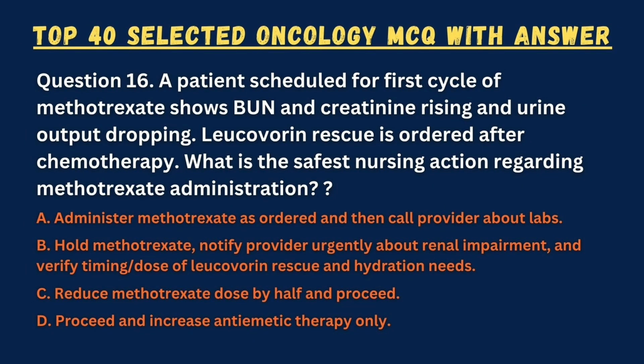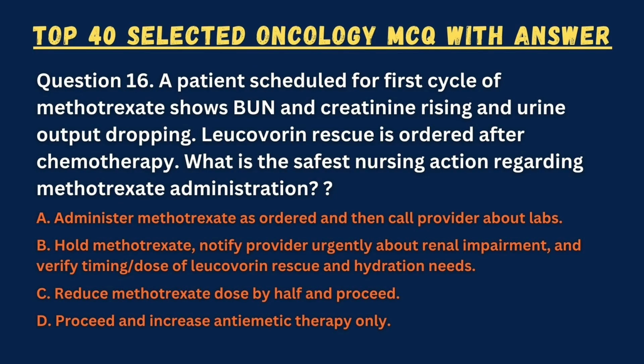Question 16. A patient scheduled for first cycle of methotrexate shows BUN and creatinine rising and urine output dropping. Leucovorin rescue is ordered after chemotherapy. What is the safest nursing action regarding methotrexate administration? A. Administer methotrexate as ordered and then call provider about labs. B. Hold methotrexate, notify provider urgently about renal impairment, and verify timing or dose of leucovorin rescue and hydration needs.